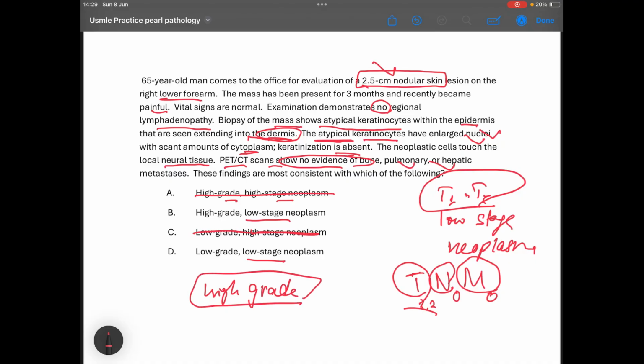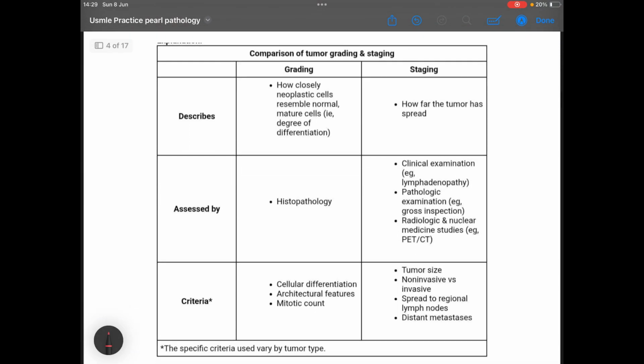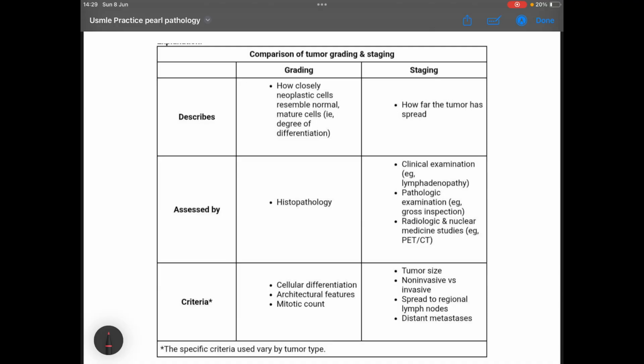If all the cancer or tumor cells are well differentiated, it is low grade. If they are poorly differentiated and atypical, then it will be high grade. The right answer is high grade, low stage neoplasia. Also, let's have one table comparing tumor grading and staging.